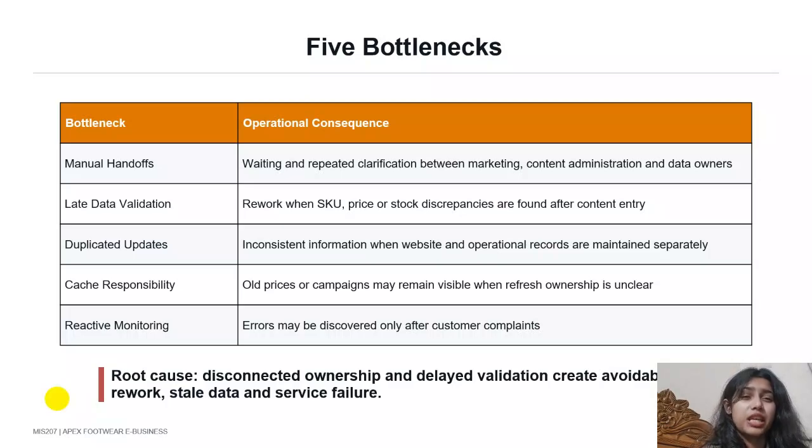Third one is duplicated updates, which can create inconsistent information. Fourth one is unclear responsibility, which can leave old prices or campaigns online. And fifth one is reactive monitoring. Reactive monitoring means problems may only be noticed after consumer complaints. So the main problem is not just old technology, it is disconnected ownership and delayed validation.